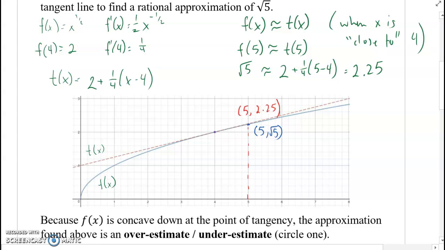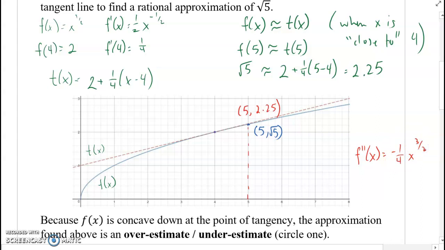And because of that, the concavity determines whether we're talking about an overestimate or an underestimate. So we can see that the square root of x is a concave down curve. And if we can't see that, then we can look at the second derivative. We know that f double prime of x is equal to negative 1/4 times x raised to the negative 3/2.